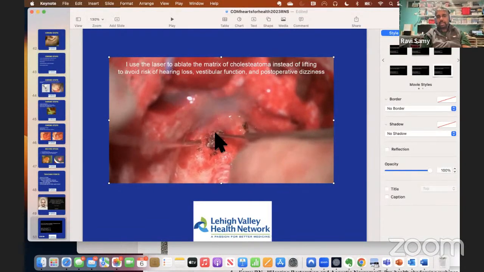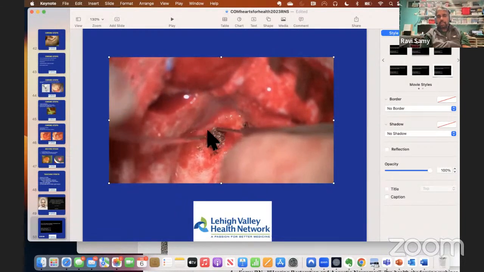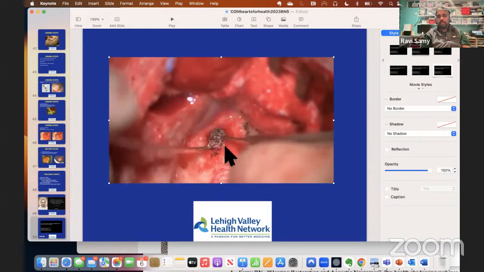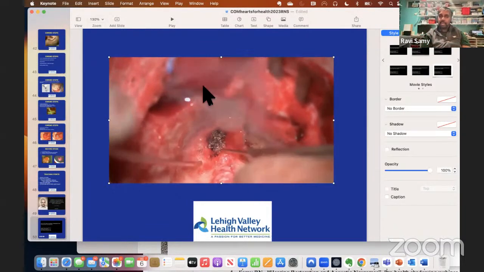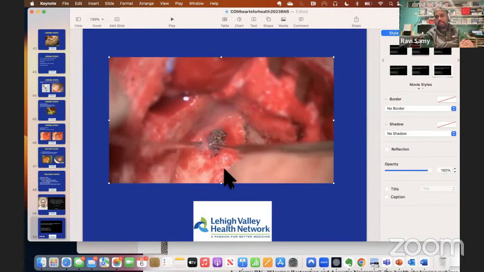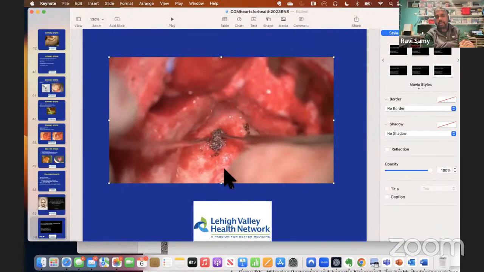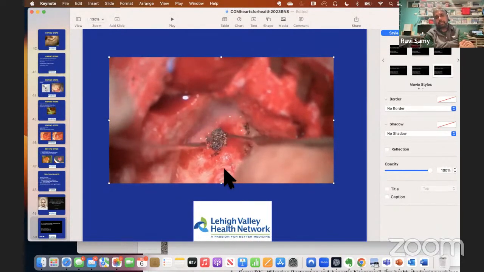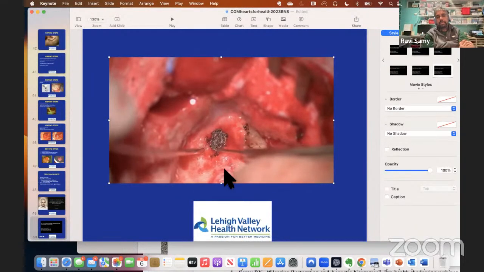So as I take that cholesteatoma away, then I want to avoid getting into the inner ear. So I use some fascia to line that area up and prevent that cholesteatoma from coming back, and to prevent it from going to the inner ear. So this is kind of a neat thing.